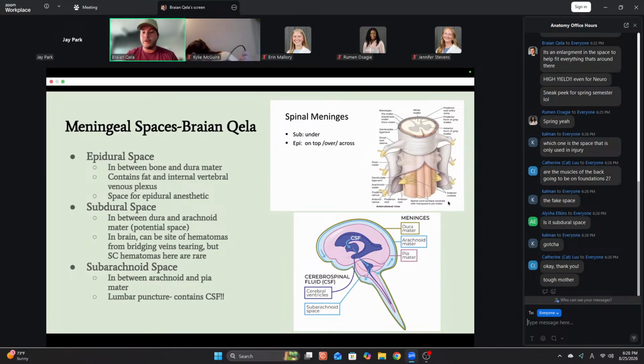When we get into neuro and head and neck, a little later on and even in early spring, that's when you'll really see the difference between an epidural hematoma and a subdural hematoma. But this is just to orient yourself with the spaces. And then the super, super high yield one is the subarachnoid space. This is between the pia mater and the arachnoid mater, and this is exactly where the CSF is located. Whenever we do a lumbar puncture, for somebody who may have a disease, or as a diagnostic, this is where we would collect that CSF, through the subarachnoid space.